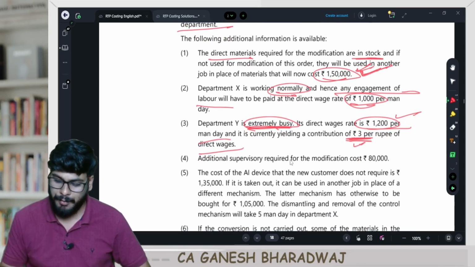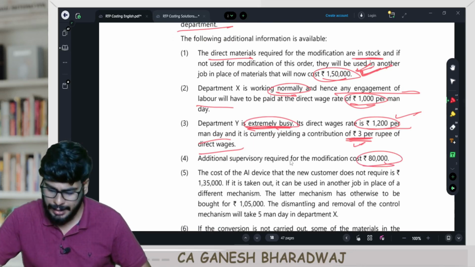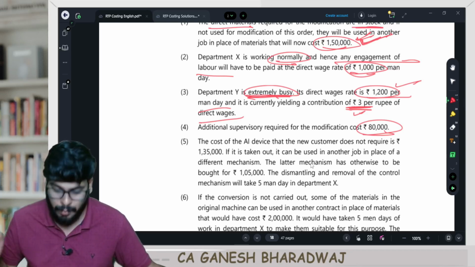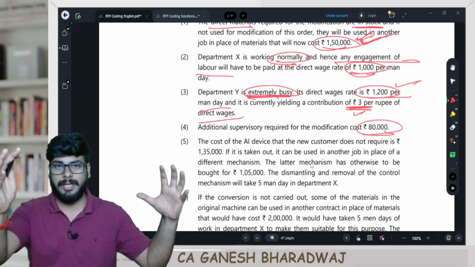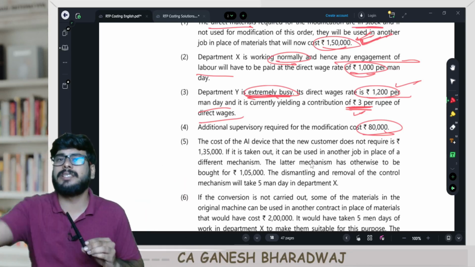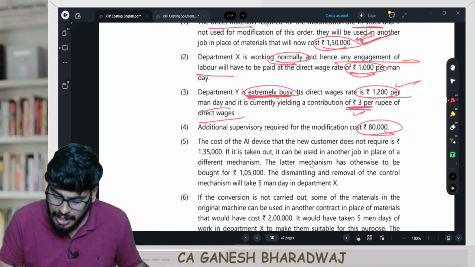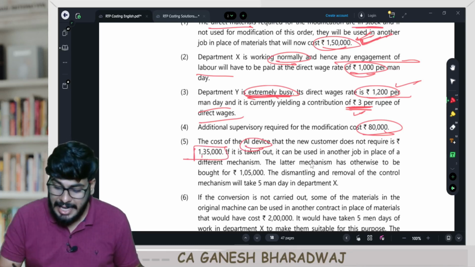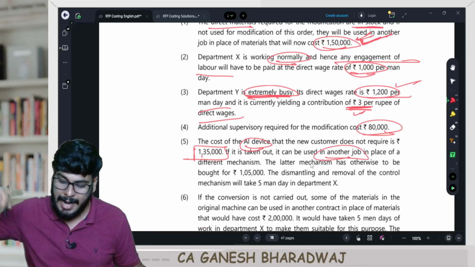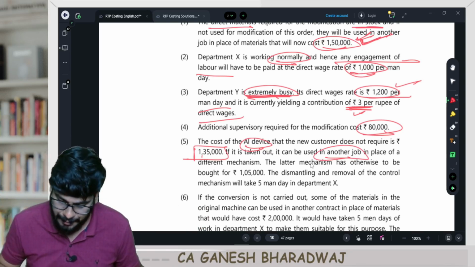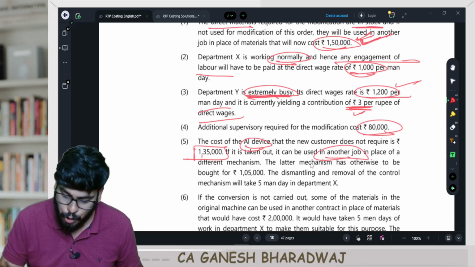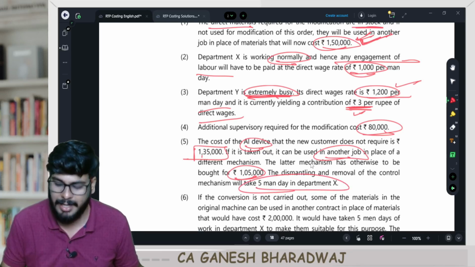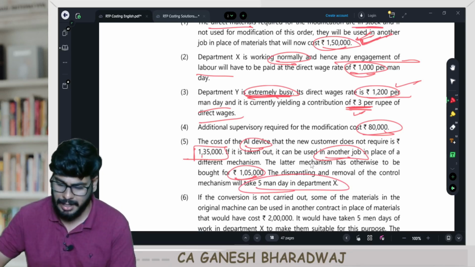Next, the additional supervisory cost required for modification is going to be 80,000. Then the cost of the AI device that the new customer does not require. So the customer says, I have now built this entire machine, including AI, but this person says, remove the AI, I don't want the AI device. So the cost of the AI device that the customer does not require is 1,35,000. If it is taken out, it can be used in another job in place of a different mechanism. The latter mechanism has otherwise to be bought for 1,05,000. The dismantling and removal of the control mechanism will take 5 man days in Department X. We will see this adjustment in detail while solving the solution.